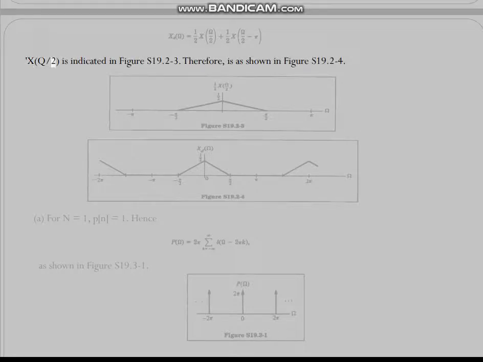X(e^jω/2) is indicated in figure S19.2-3. Therefore, X_e(e^jω) is as shown in figure S19.2-4. S19.3 A. For n equals 1, p[n] equals 1. Hence, P(e^jω) is as shown in figure S19.3-1.